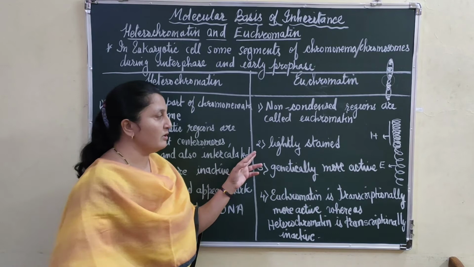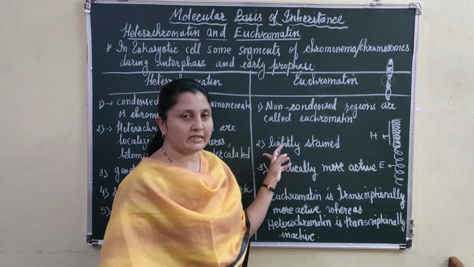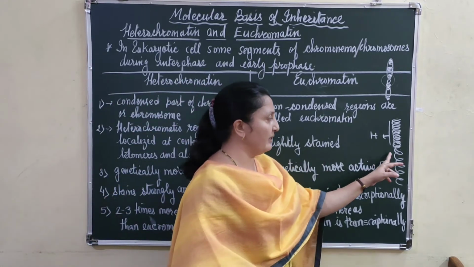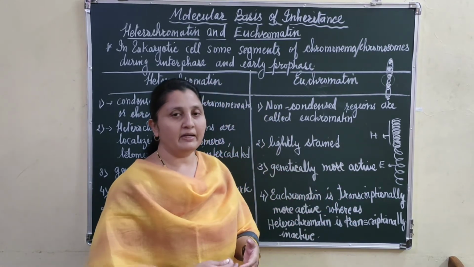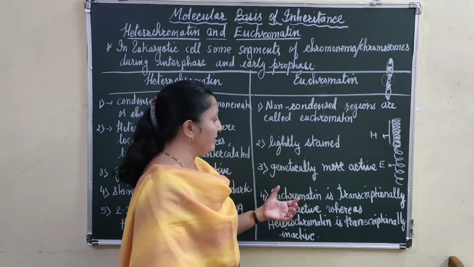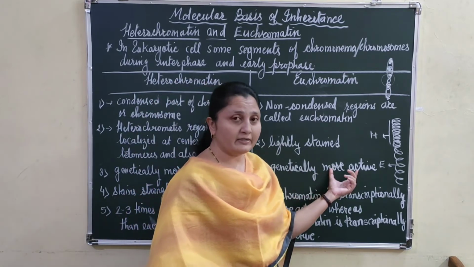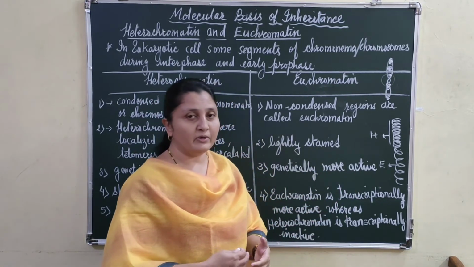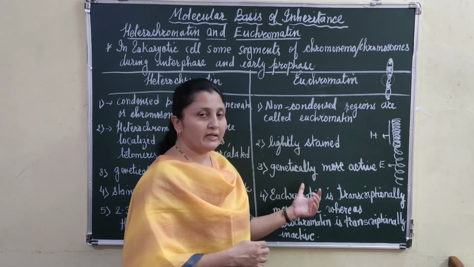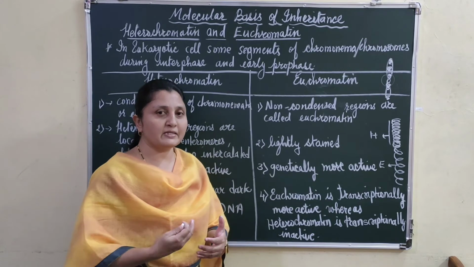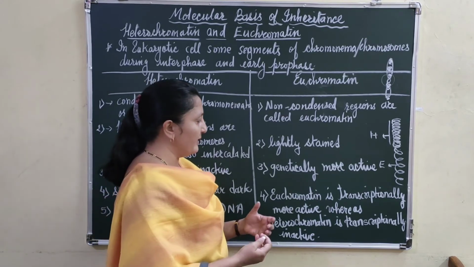Correct? So let us talk about euchromatin. It gets lightly stained, right? It gets a very light stain, and so you can easily identify that region as the euchromatin region. It is genetically more active, right? Genetically, expressing the trait is the work of this region. Correct? This is the region which is going to express the character or trait.